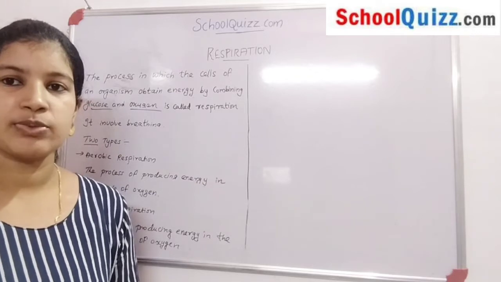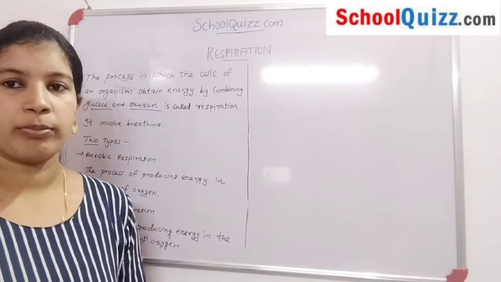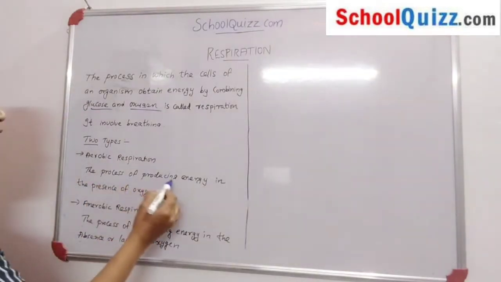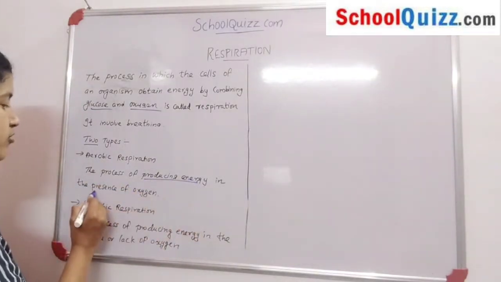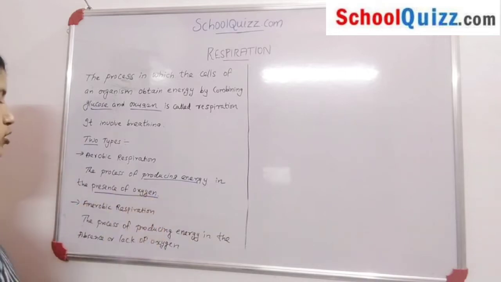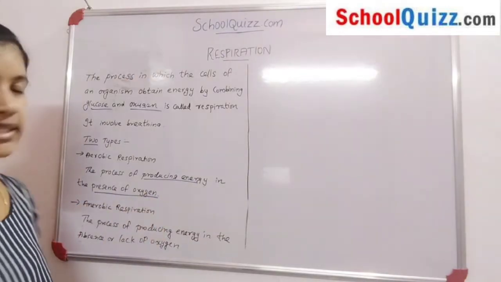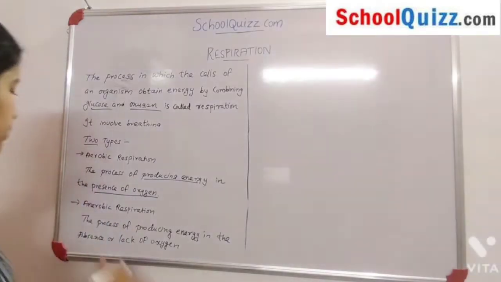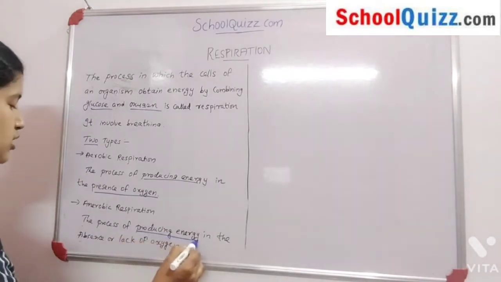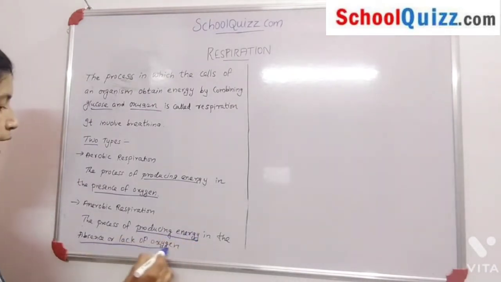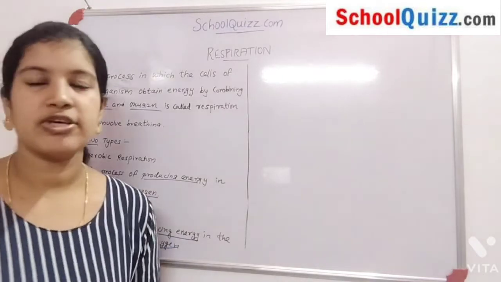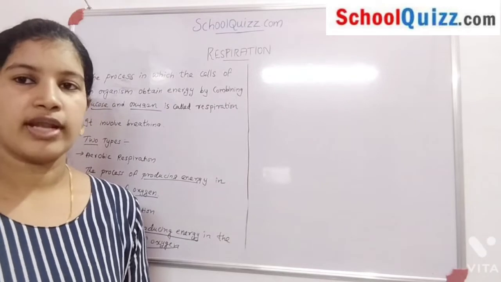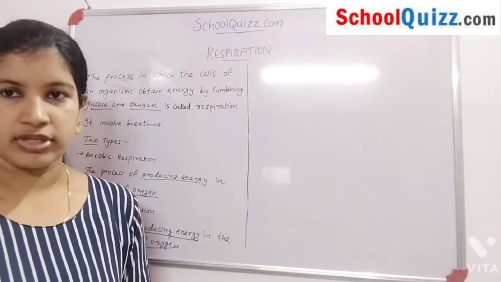So what is the difference between aerobic respiration and anaerobic respiration? Aerobic respiration is a process of producing energy in the presence of oxygen. The presence of oxygen can be seen only in aerobic respiration. And what is anaerobic respiration? It is a process of producing energy in the absence or lack of oxygen. In the absence or lack of oxygen, energy is produced by anaerobic respiration. So let's see the examples of this.